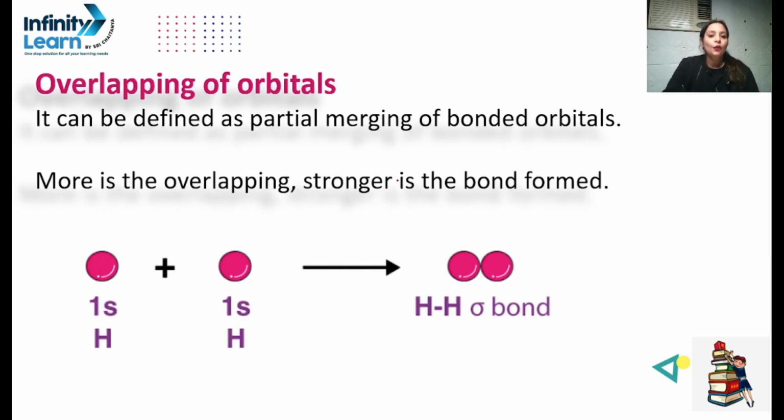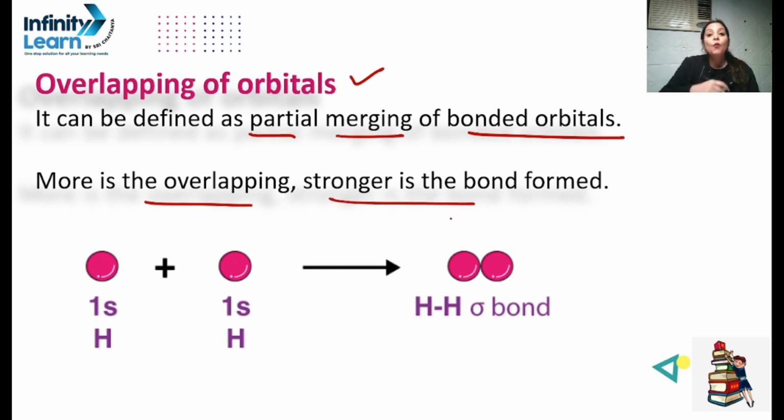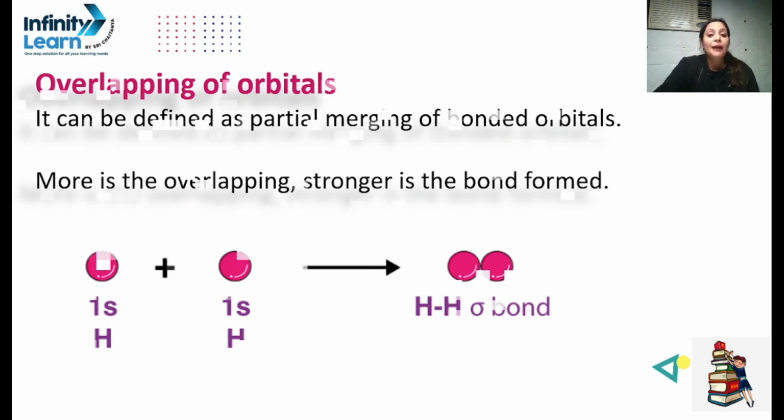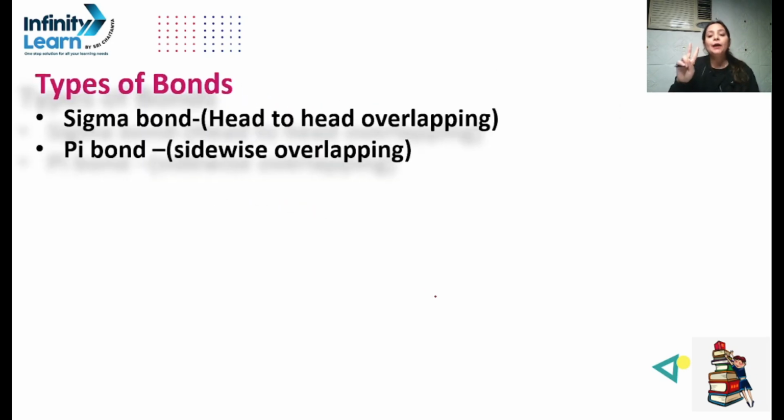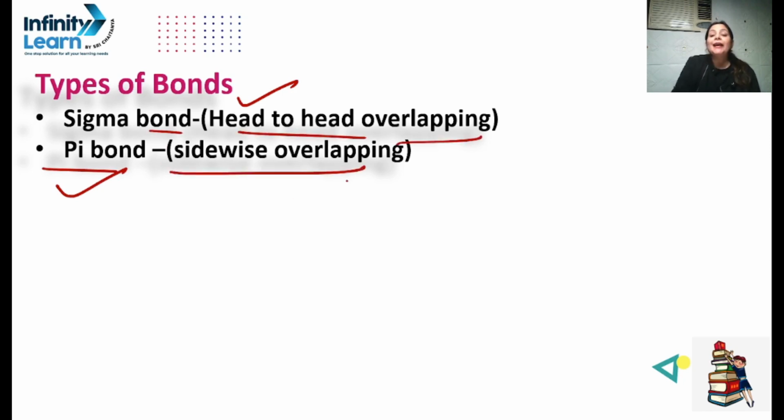Now, let's talk about the overlapping of the orbitals. How will you define it if somebody asks you? It is defined as partial merging of bonded orbitals. Partial merging because they are merging into each other. So, partial merging of bonded orbitals. And the stronger the overlapping, the stronger is the bond, right? If there will be more overlapped region, that means they are held strongly. Therefore, the bond formed will be stronger. So, depending upon the overlapping, two types of bonds are seen. One is sigma and the other is pi bond. Sigma bond is formed when there is head-to-head overlapping, and pi bond is formed when there is sidewise overlapping.